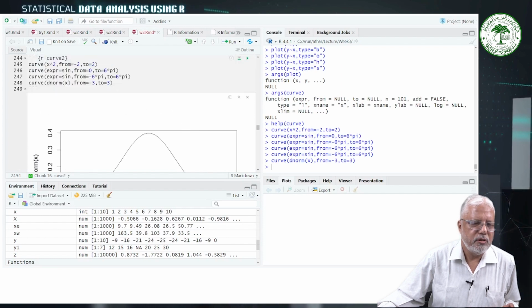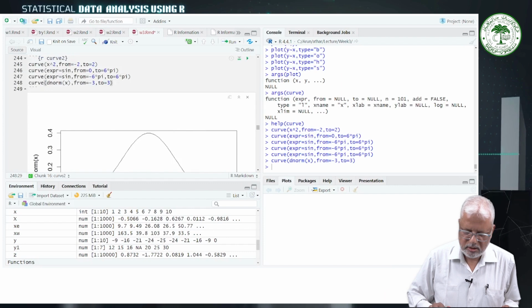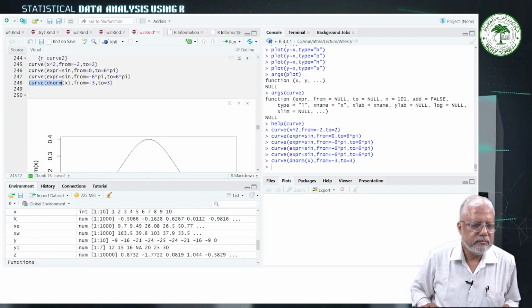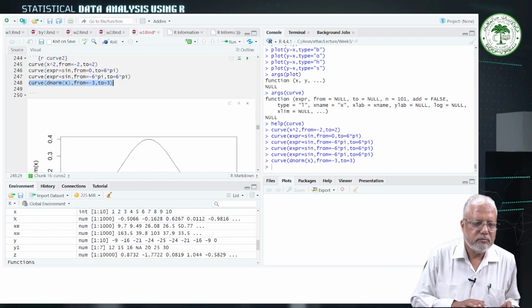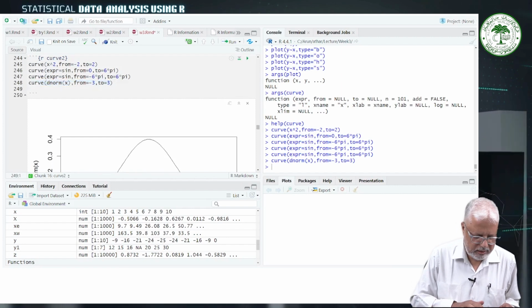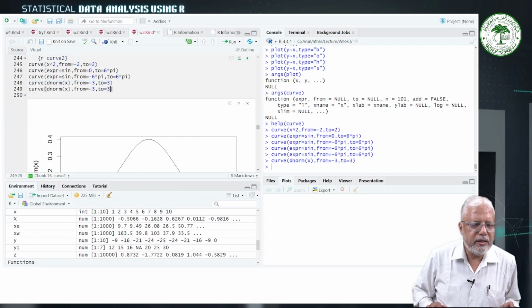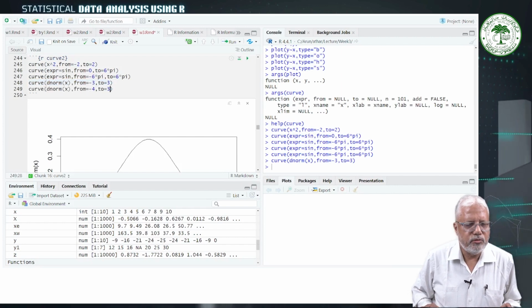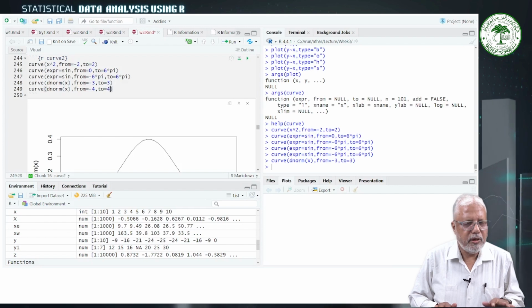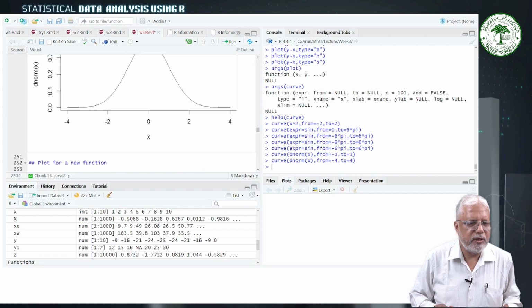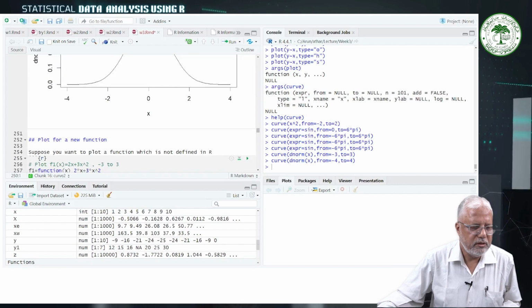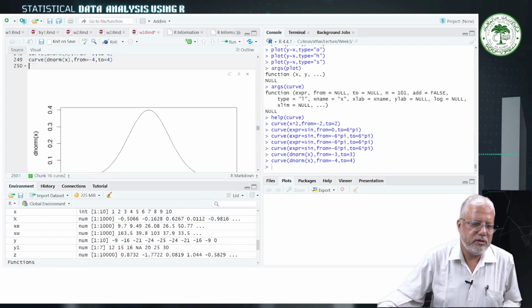Suppose we want to change the range from minus 4 to plus 4, and see what result you are getting. You are getting this result now. So, we can make these changes.